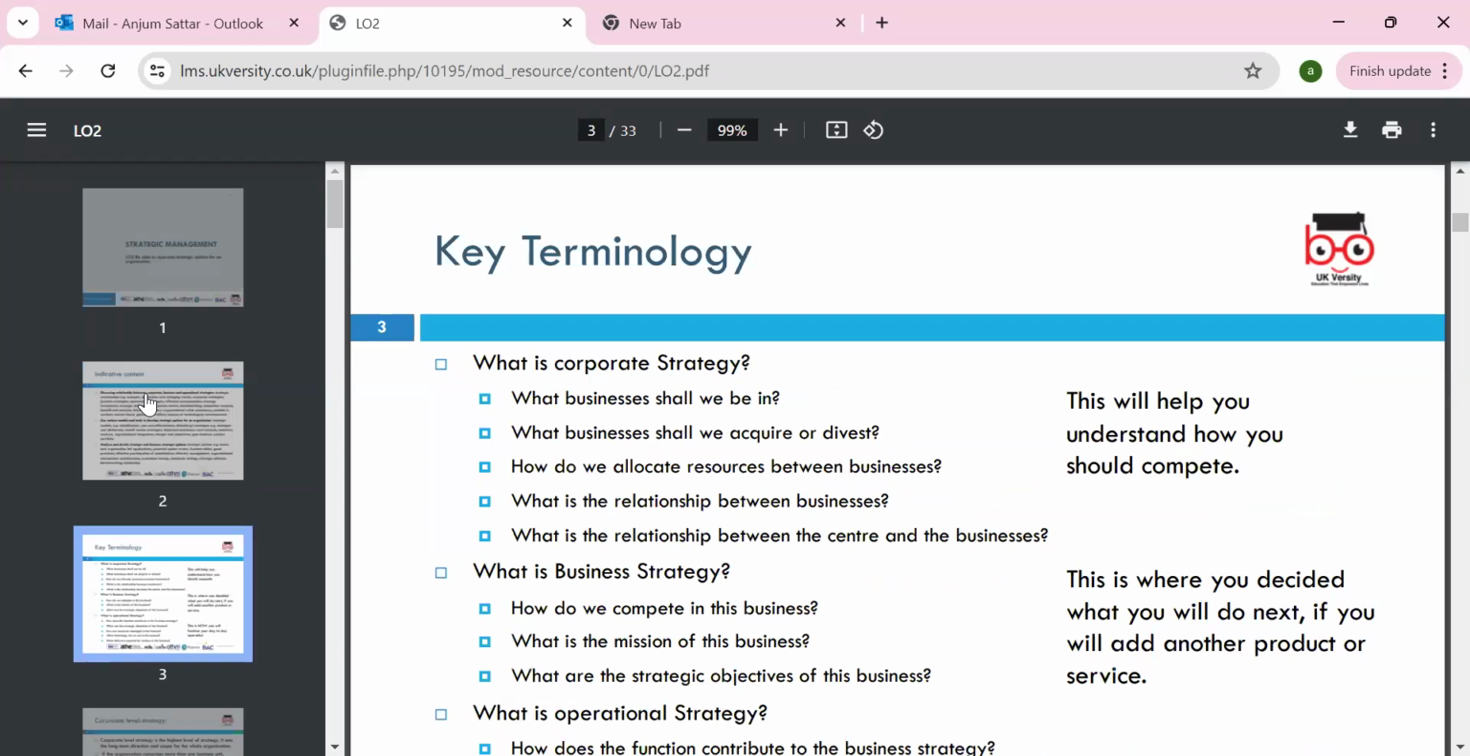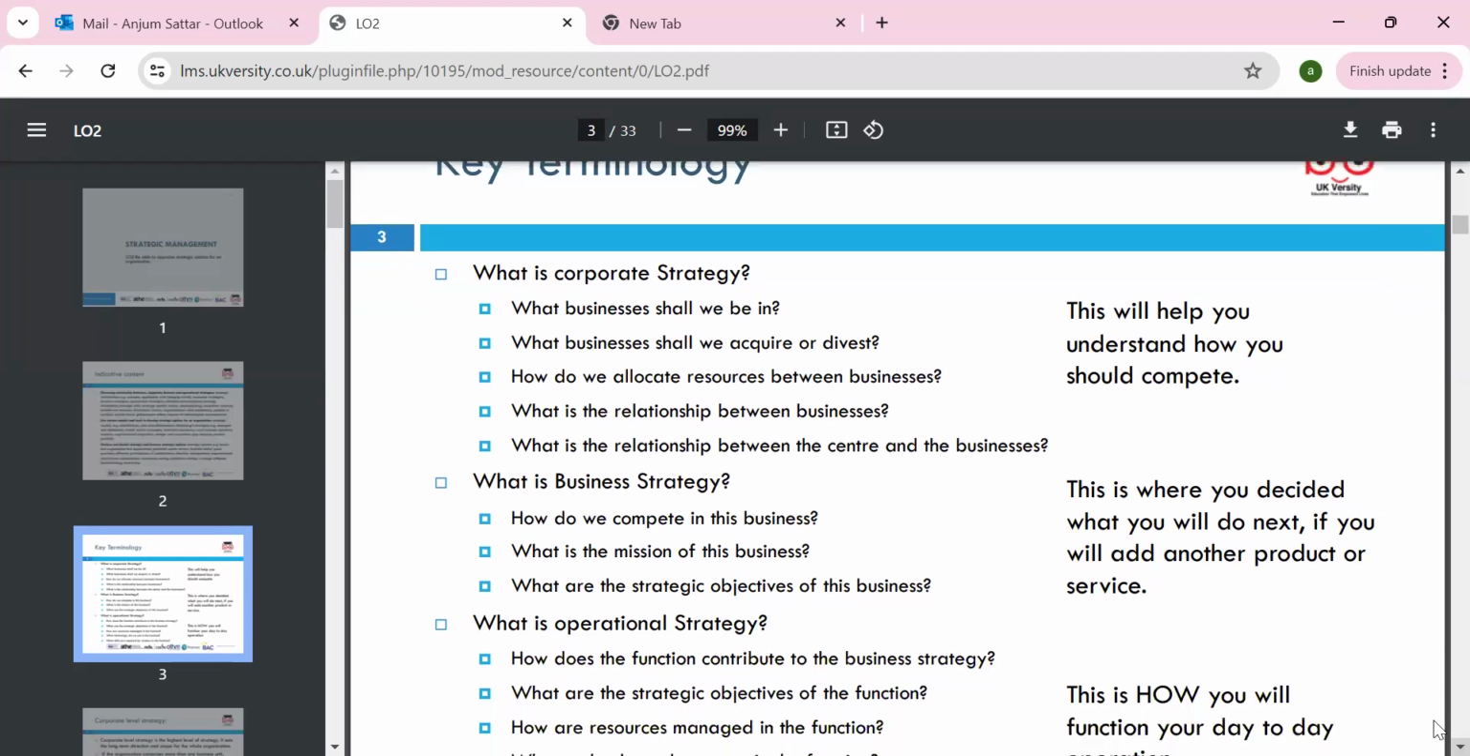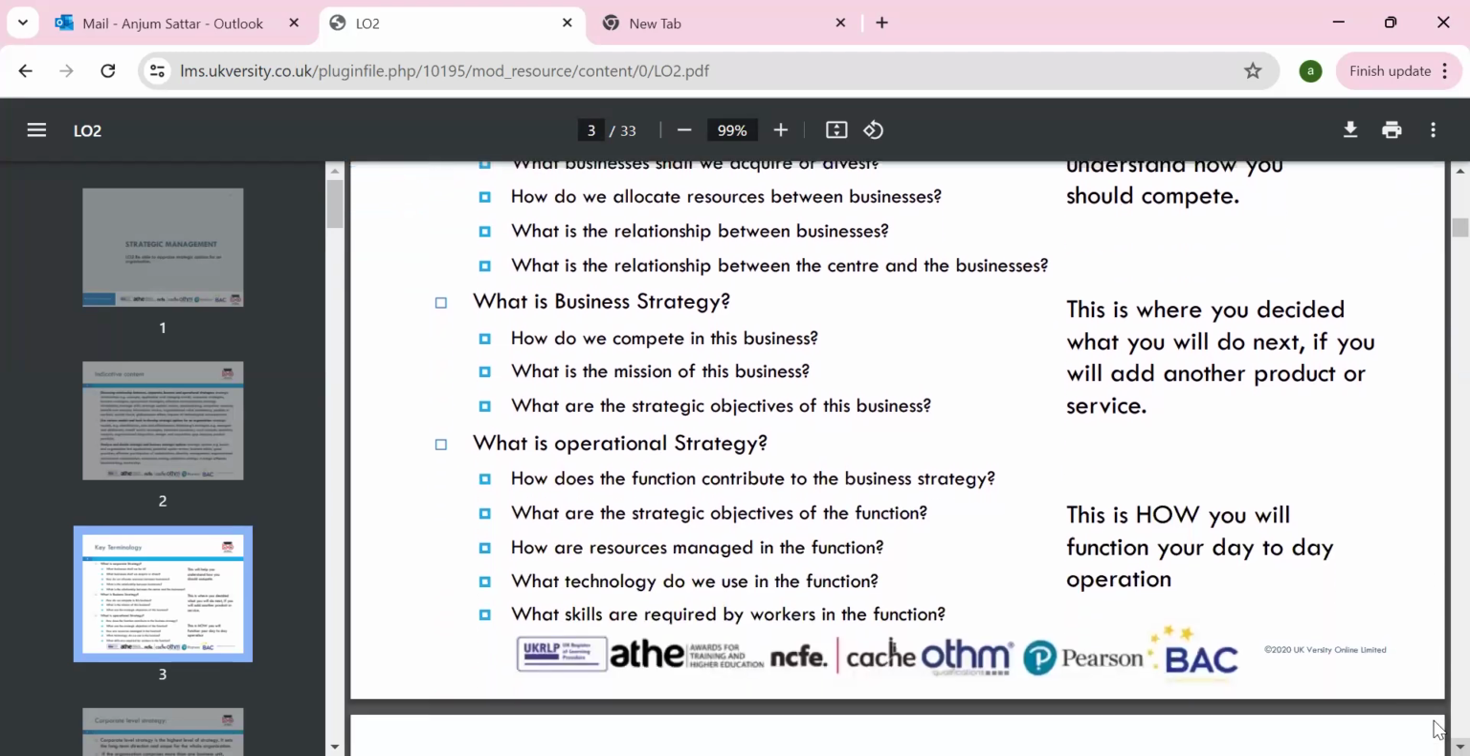And we'll go through what is meant by strategy. Strategy means action plan. The word strategy is derived from the Greek word, which was used in the military, on how we can encounter our enemies. So that's the key thing we can look at. What businesses shall we acquire and divest? We can look at resource allocation, the relationships between businesses, how we compete, and what is the mission of the business. Operational strategy will be a different level of strategy, and that will be our discussion.